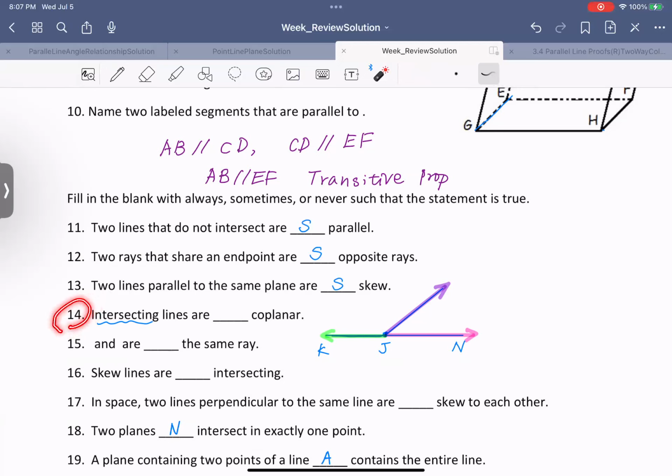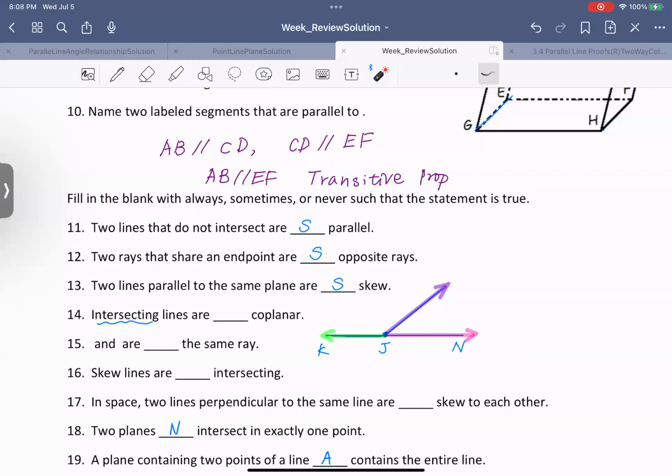Intersecting lines are... Do your two fingers. If the two lines are intersecting, it is what? Always. Yes, good job. Okay, now the next one. Skew lines are never. Yes. If skew lines intersected each other, we would have a car accident every day, right?